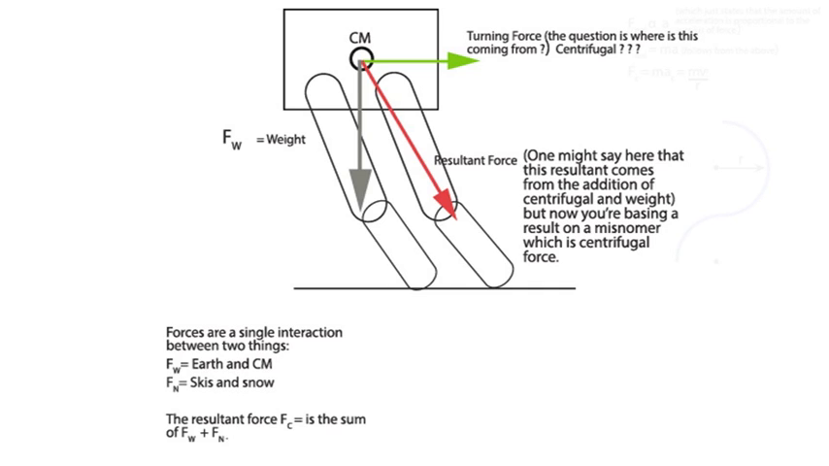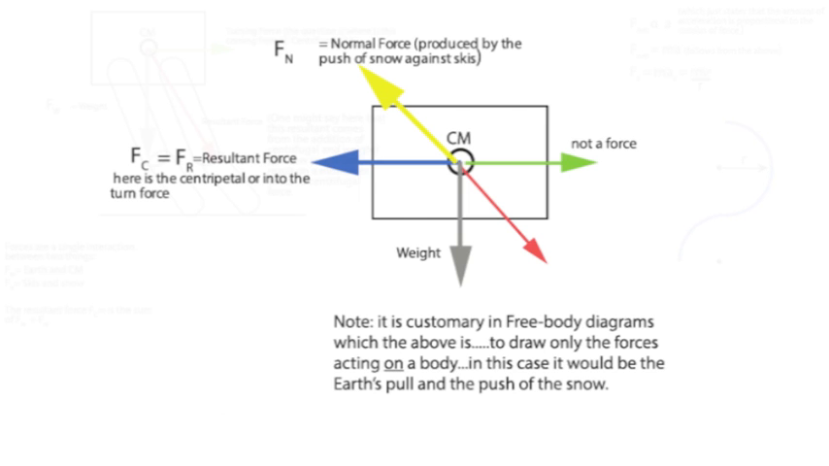Forces are single interactions between two objects according to Newton's third law. The weight is due to the interaction between the skier and the earth. The normal or perpendicular force is the interaction between the skis and the snow. It is this combination between the normal force and the weight force that lead to the centripetal acceleration of the skier into the turn. Here's a closer look at the cm of the hips of the skier.